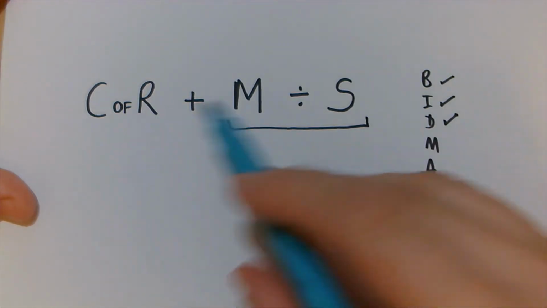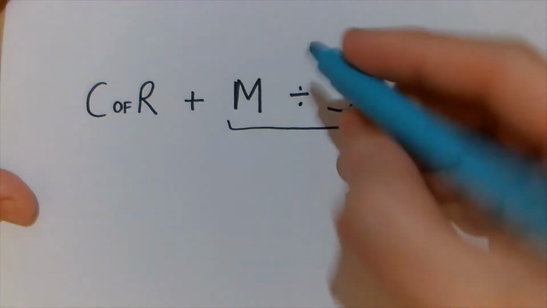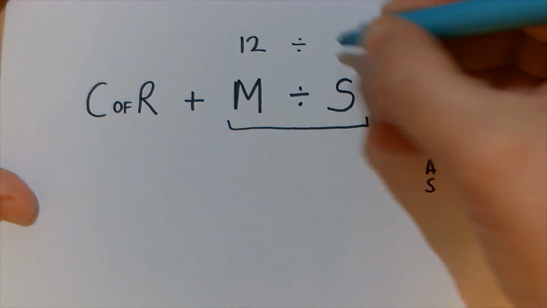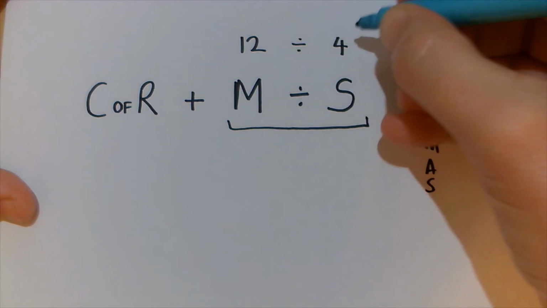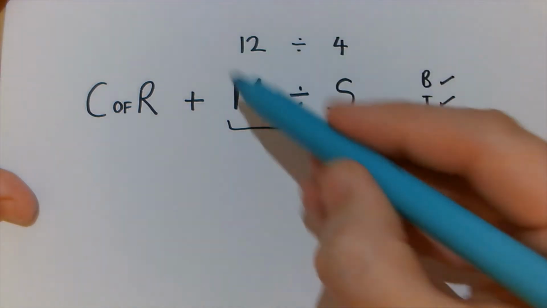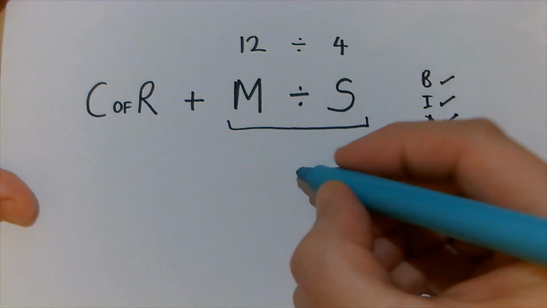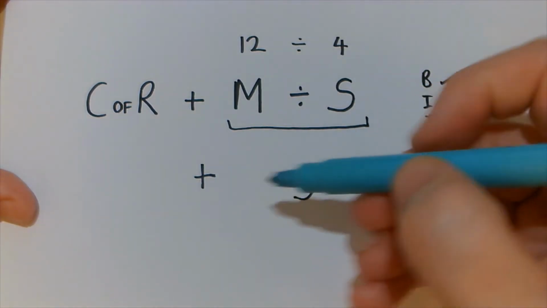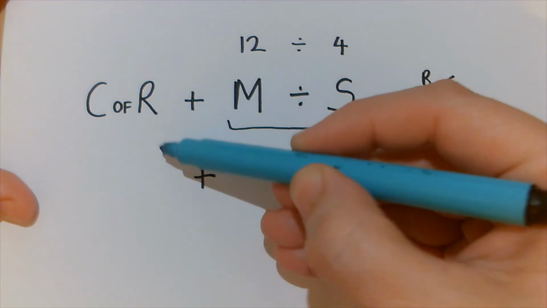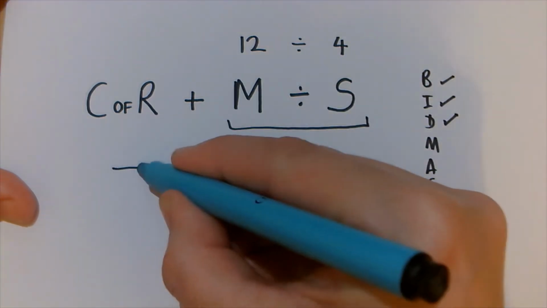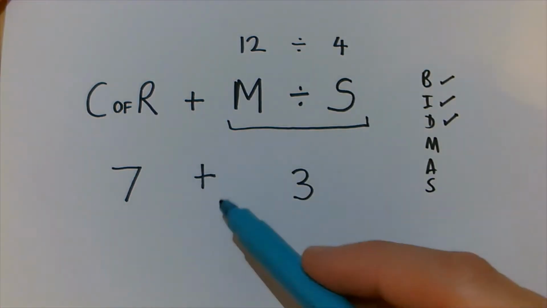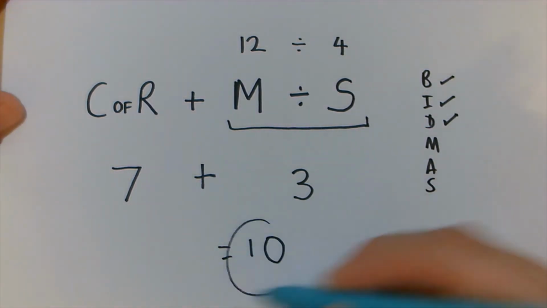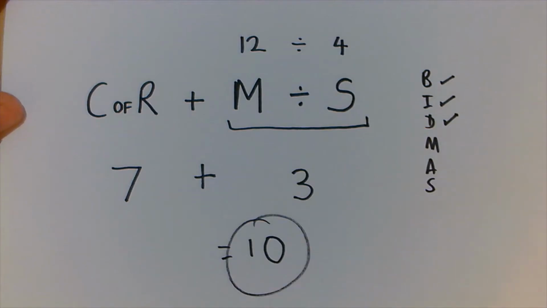So I've just told you months of the year is actually, there are 12, of course there are, divided by the number of seasons, which is 4. So this whole bit here is actually worth 3. And the colours of the rainbow, red, orange, yellow, green, blue, indigo, violet, it's actually 7. So actually my answer is just 7 add 3 is equal to 10. So well done if you got the answer of 10.